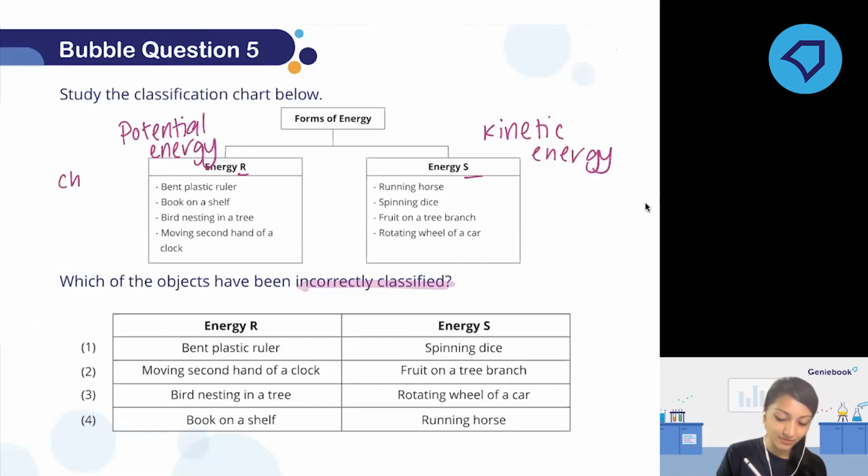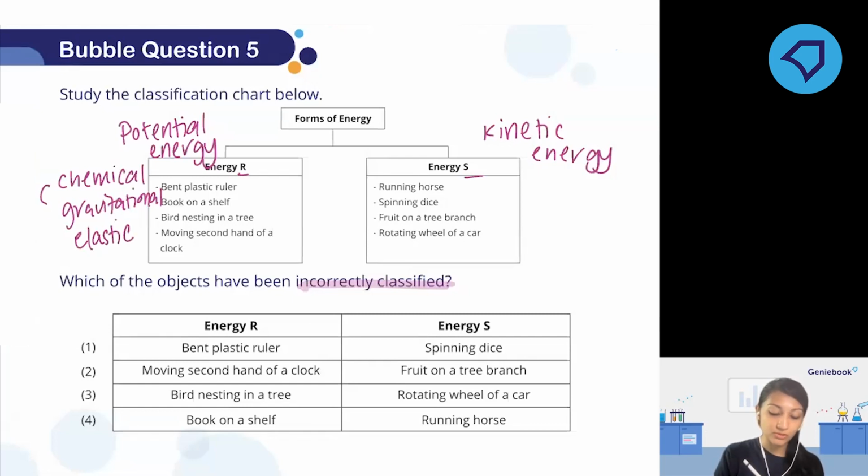So you have chemical, gravitational potential, yes. And the last one is elastic potential. In exams, do you need to know this? Like the words itself? No. Unless you're super confident and want to include it, they will mark you correct. But if you're not confident, just stick to potential energy.